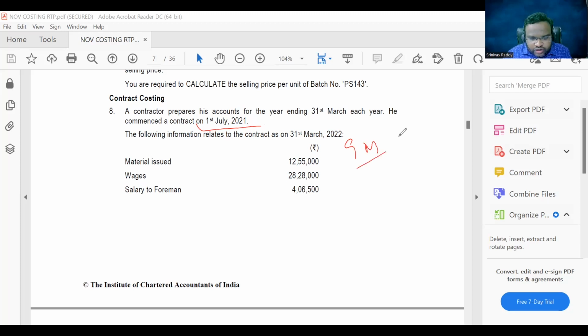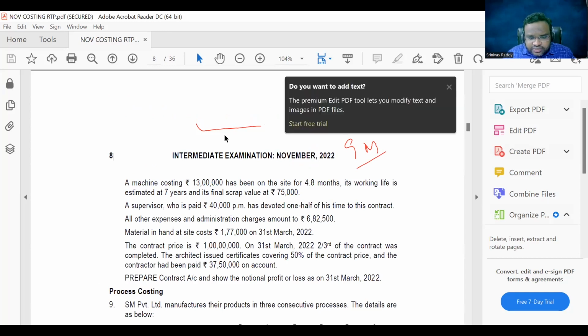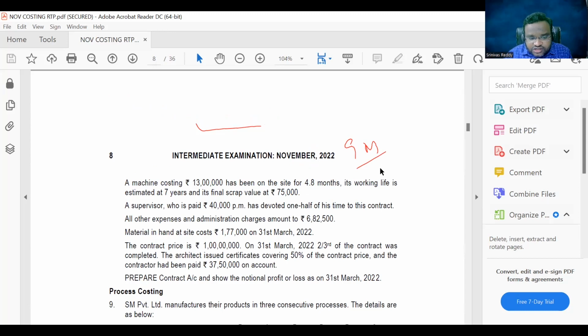Salary to foreman 4,06,500. Machinery costing 13 lakhs has been on the site for 4.8 months. Very important. Its working life is estimated to be 7 years and its final scrap value is 75,000. So we need to calculate the depreciation: 13 lakhs minus 75,000 divided by 12 months into 4.8. You will get the depreciation amount.